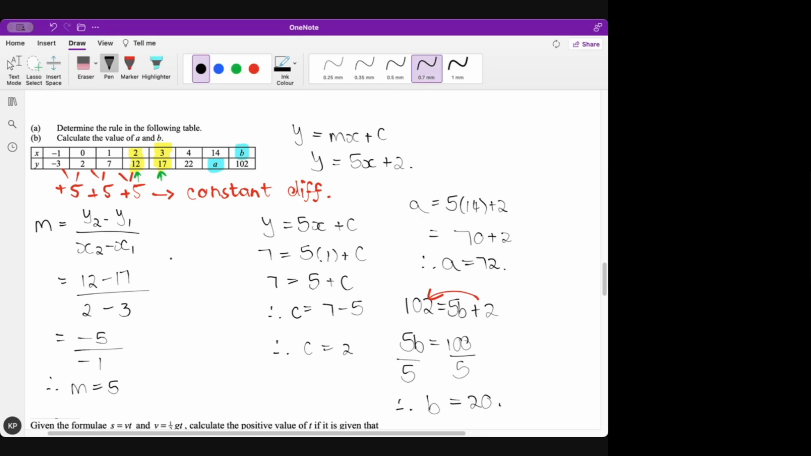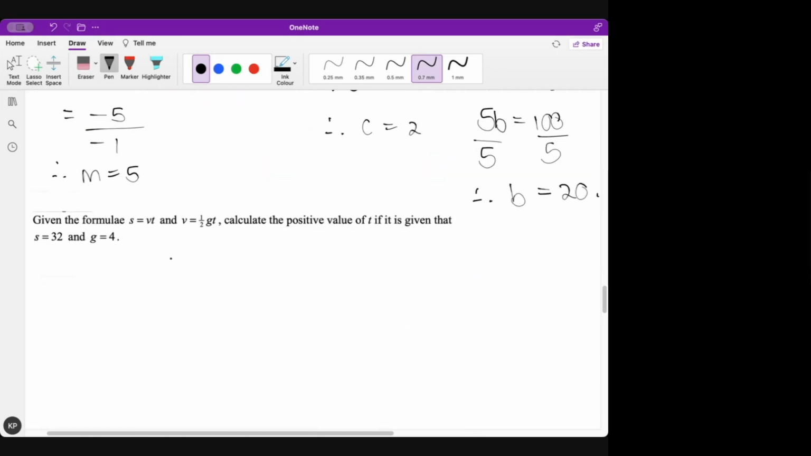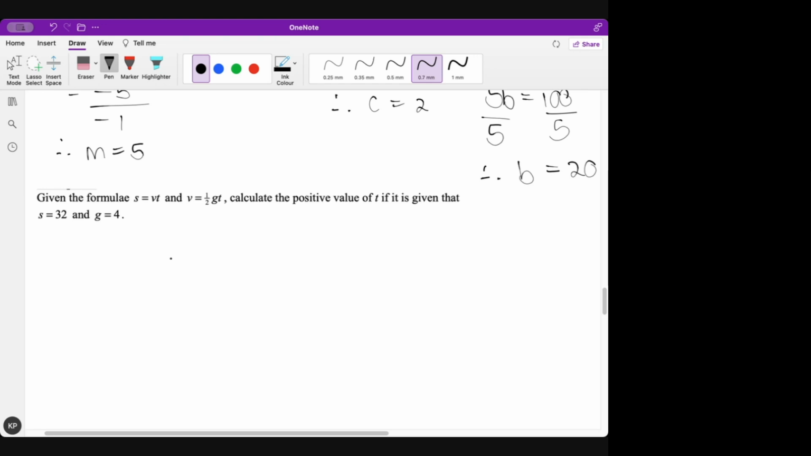Okay. Now I have something a little bit more interesting, and then it's going to be the brain break. Okay. So given the formulae, so we have two formulae here. S is equal to Vt, and V is equal to a half of G times T. Calculate the positive value of T. What does that tell you? What does that mean? You already know you're going to have two possible values, so they want the positive one.